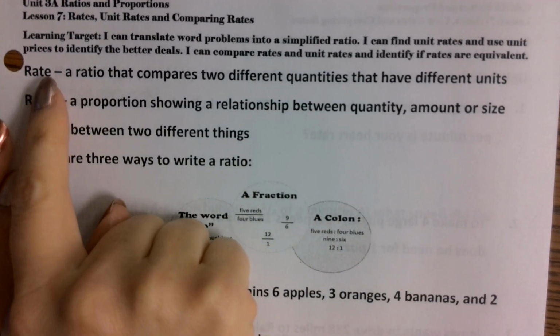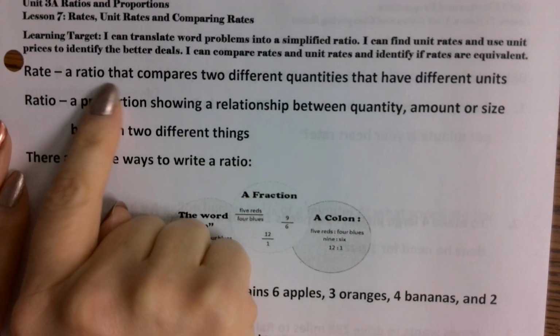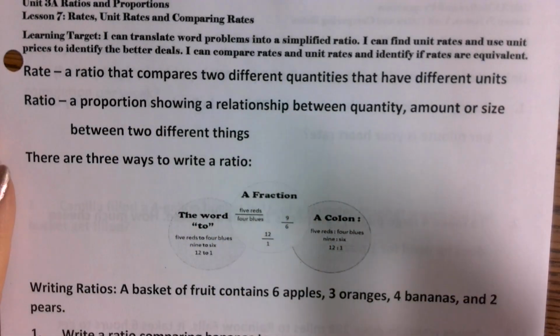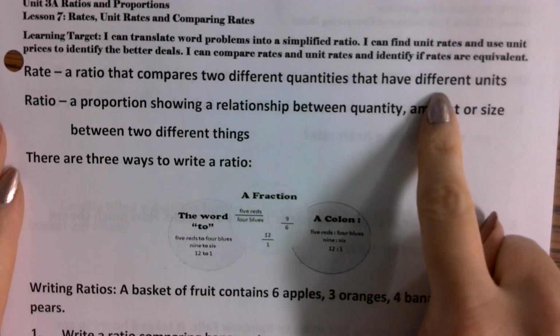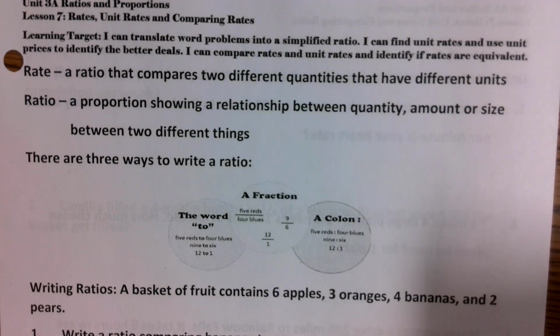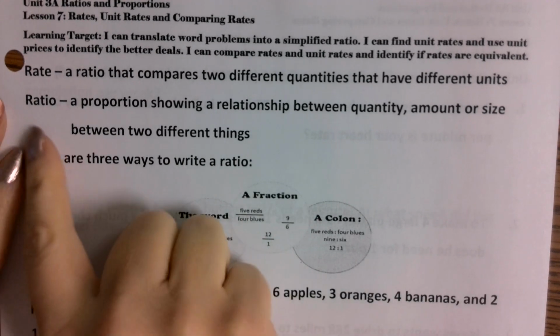So let's talk about what a rate is first. A rate is a ratio that compares 2 different quantities that have different units. So it might be miles compared to hours. It might be a price compared to the number of bananas, that kind of thing. It's 2 different kinds of quantities with different units of measurement, and you're using them to make a comparison.